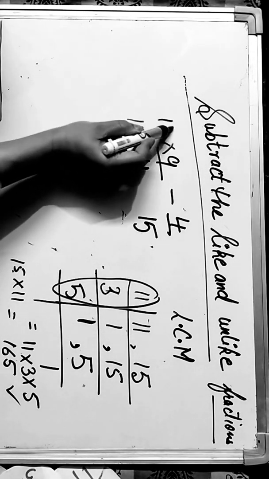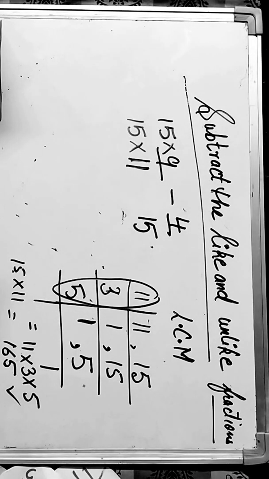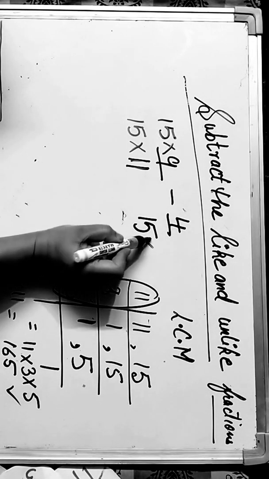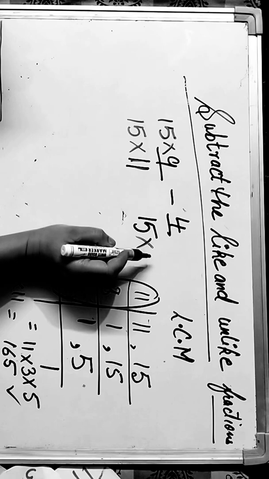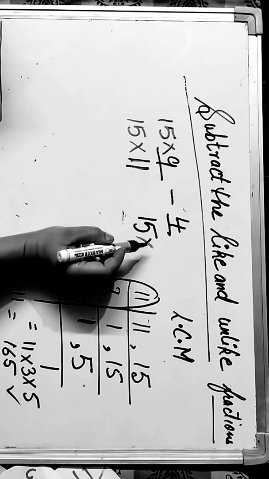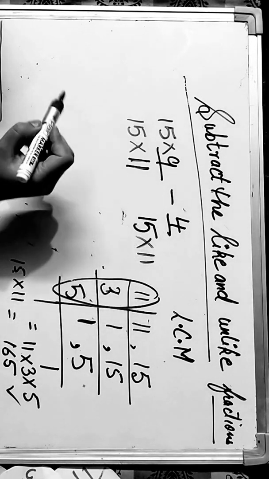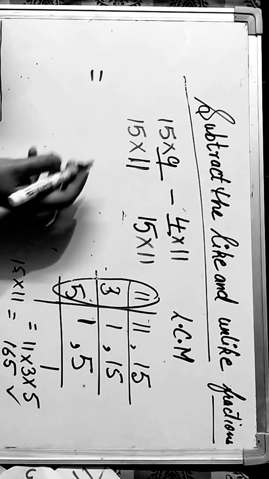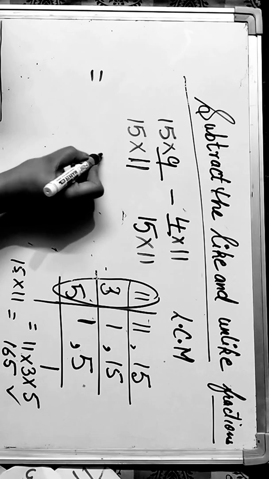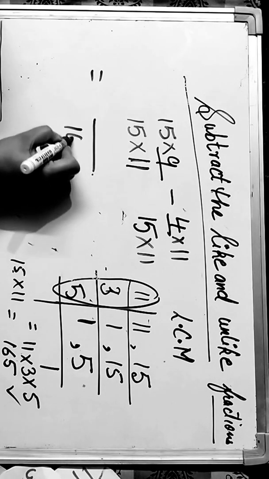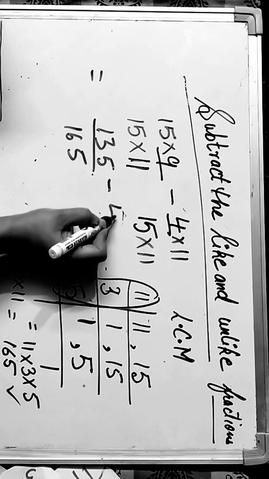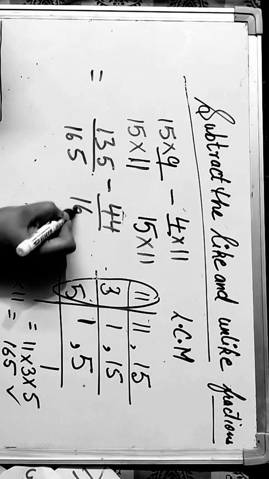I'll multiply the numerator also with 15, the same number which we multiplied in the denominator. We'll multiply that in the numerator. Here also, if we have to make the piece size same, with which number should I multiply this? With 11 in the denominator as well as with 11 in the numerator. So now 15 nines is what? It's 135, and this is 44 or 165.